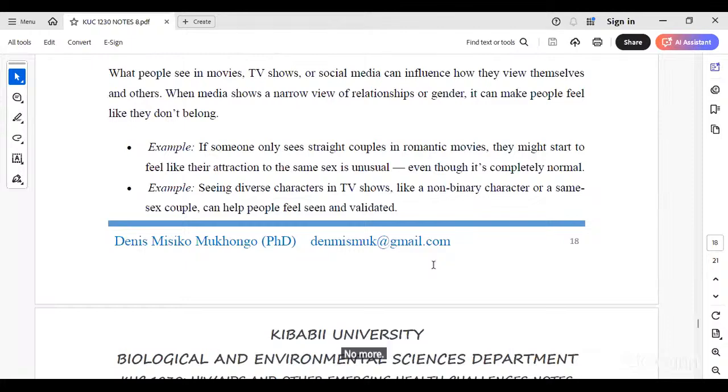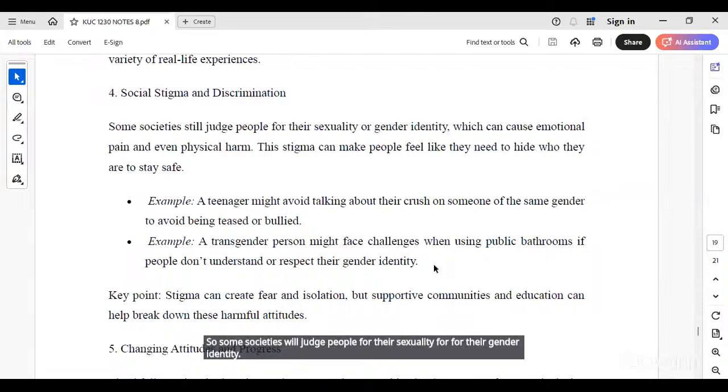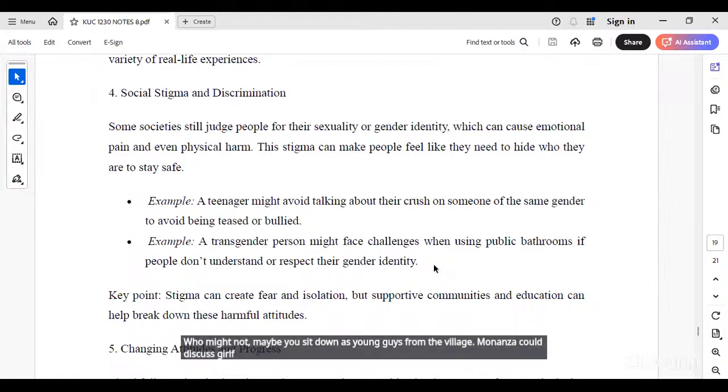Okay. Then there's the social stigma and discrimination. So some societies will judge people for their sexuality, for their gender identity. And such can cause emotional pain. Okay. So think of a teenager who might not, maybe you sit down as young guys from the village, mnaanza kudiscuss girlfriends, but there's a jamaa who haongelei girlfriend wake.